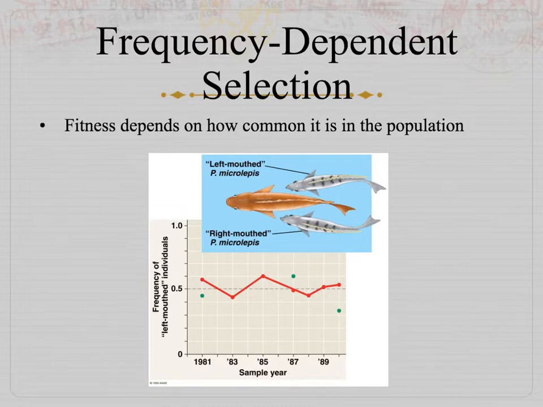And then frequency dependent selection is where our fitness will depend on how common it is in the population, and usually will change. And the frequency will depend from year to year on what was most useful. Okay, so if something is a left-mouthed fish, it's not going to be able to attack its prey from the left side. It can only attack it on its right side. So usually in this case, what we'd see is kind of a back and forth every year as to who survives and who doesn't.